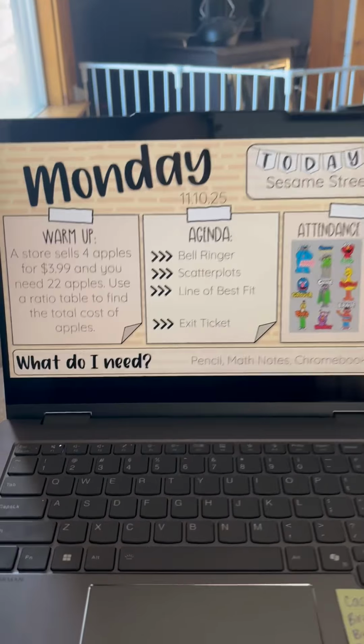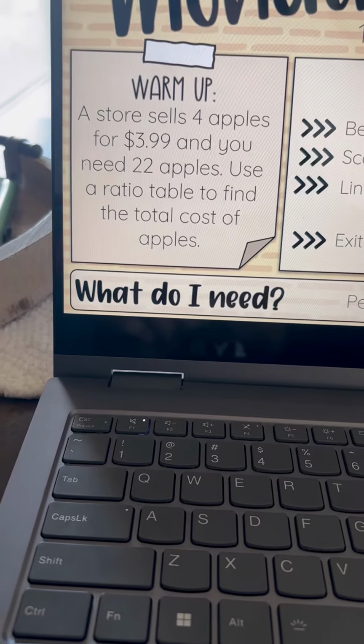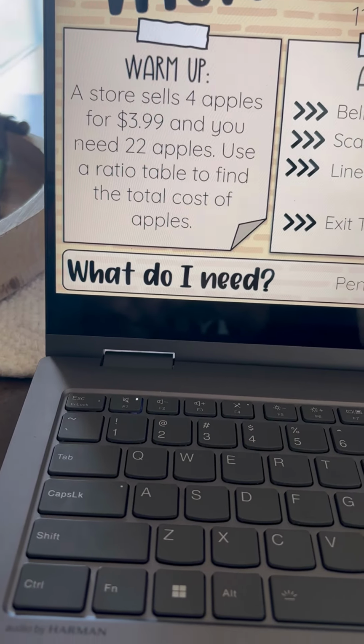I'll go ahead and start with the bell ringer. A store sells 4 apples for $3.99 and you need 22 apples. Use a ratio table to find the total cost of apples.